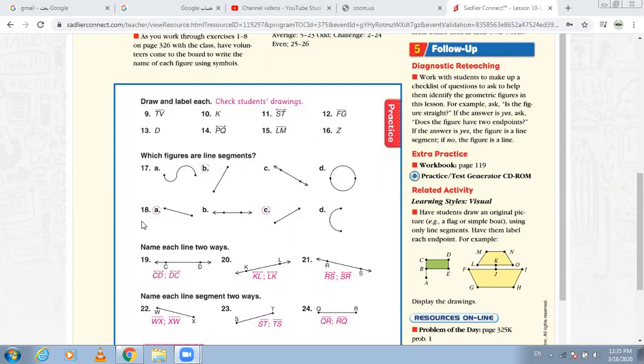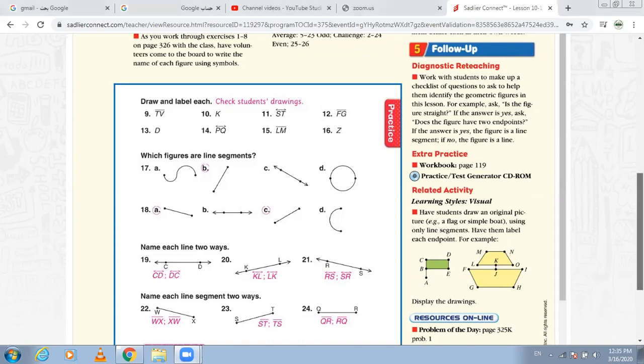Number 18, look at first letter A. Is it line segment with two end points? Look at B. Is it line? Don't choose B. C, line segment with two end points. Look at D. D, not the best answer because we have here curve. So you have to choose straight line with two end points.